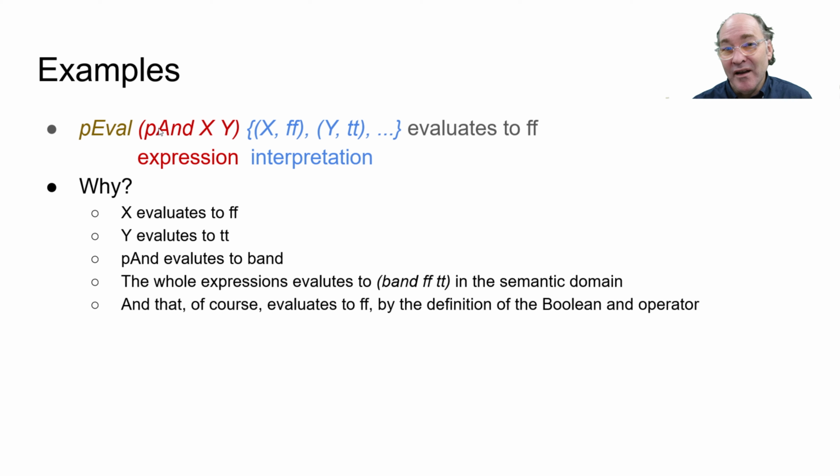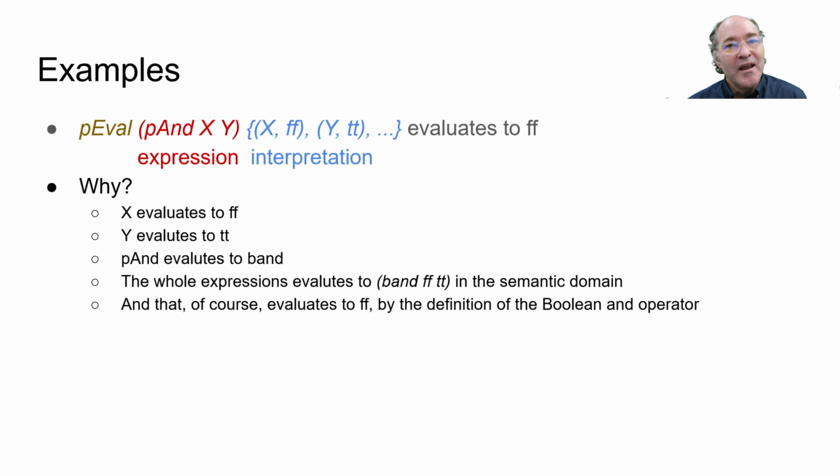P and is a symbolic operator. It connects expressions in our syntactic domain, but we interpret it as meaning the Boolean and operation in the algebraic structure of Boolean algebra. So we have evaluated x to be false, y to be true, and p and to mean the Boolean and operator. We now compute a meaning for the larger expression p and x y by applying b and to the meaning of E1 and the meaning of E2, which are ff and tt. So we apply b and to ff and tt in the semantic domain, and that, of course, evaluates to false by the definition of the Boolean and operator, which we've already studied. And that's how it works.